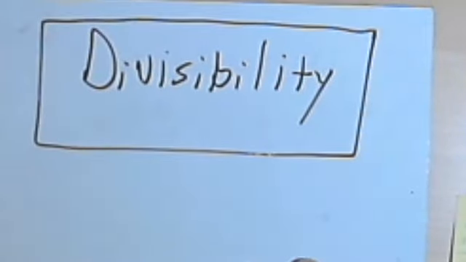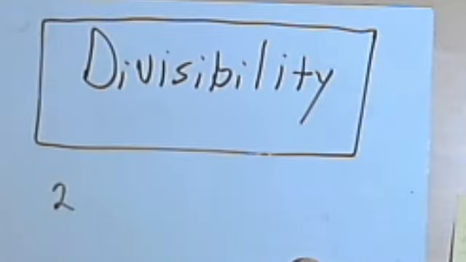When you start dealing with square roots and radicals, it's going to be really useful to know whether you can divide a number by a 2 or 3 or 4 or 5 and so on. So what I want to talk about is some basic rules for determining what you can divide a number by.